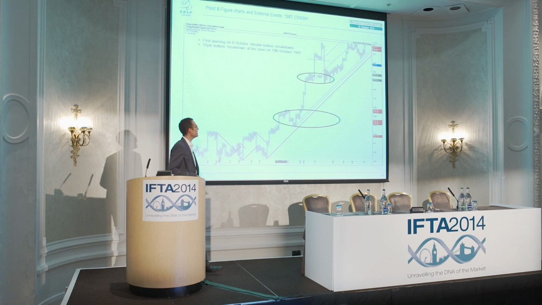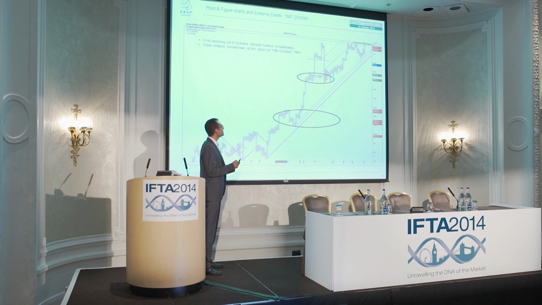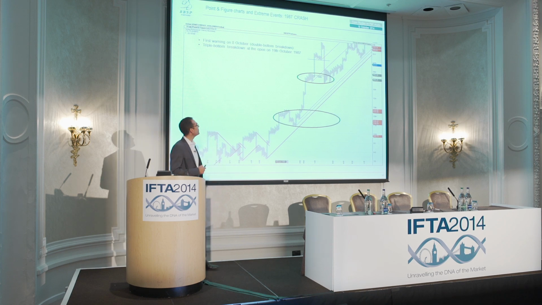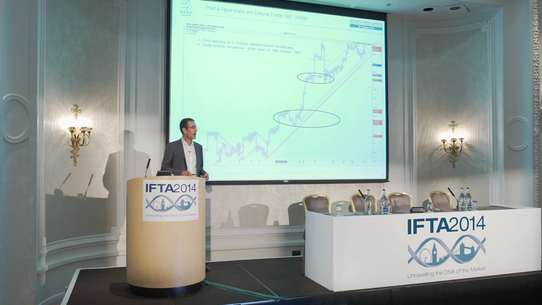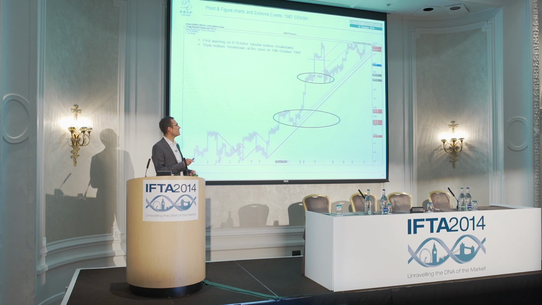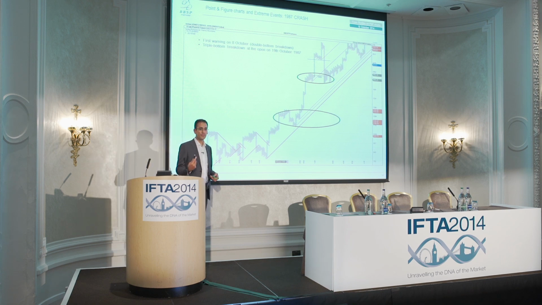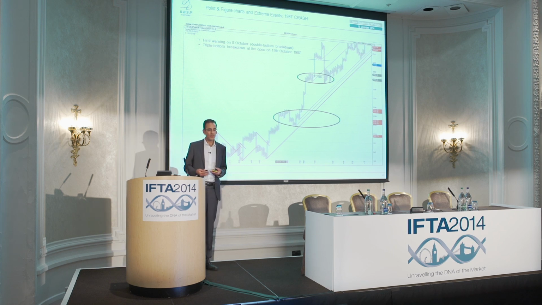So here, you can see that at the end of the bull trend, before the fall of 1987, we had a double bottom breakdown here. And this was on 8 October, 10 days before the stock market crash. And we validated this triple bottom breakdown at the open of the crash.